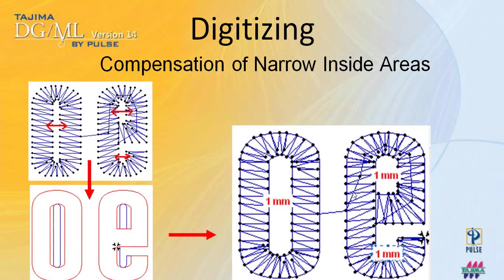Compensation of narrow inside areas. Especially if you are dealing with lowercase letters, like the letter O, lowercase E, lowercase A, you will have gaps inside. So if you are applying pull compensation, you're in danger of making those gaps even smaller. And you want to try to avoid that.